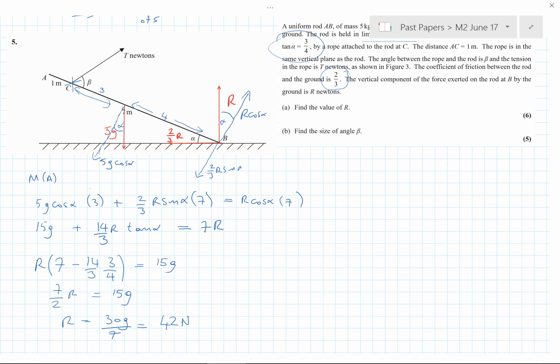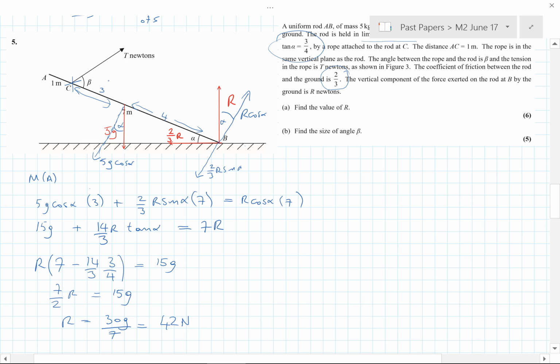Now the second part, part B, my natural inclination when moving further and we need to introduce more equations, is to resolve vertically and resolve horizontally for two other equations. You could take another moments equation perhaps from here, but then we've still got an issue of an unknown T and an unknown beta.